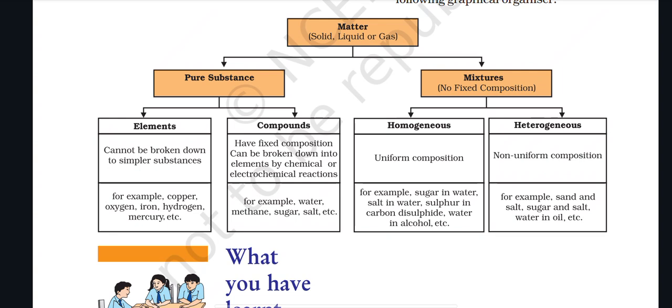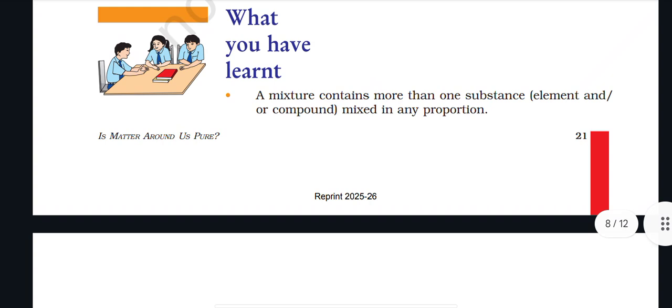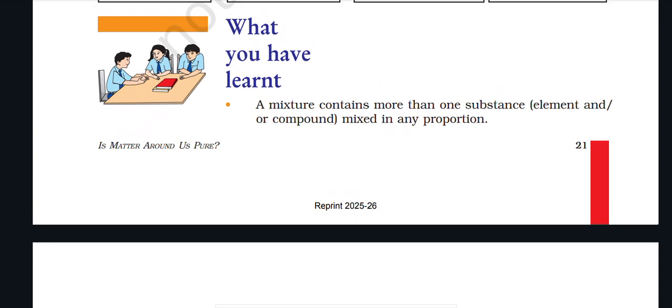Homogeneous mixtures have uniform composition, and heterogeneous mixtures have non-uniform composition. Homogeneous mixtures are sugar in water, salt in water, sulfur in carbon disulfide, water in alcohol, etc. Heterogeneous mixture examples are sand and salt, sugar and salt, water in oil, etc. Okay. Then there is a quick summary of what we have learnt from the above.